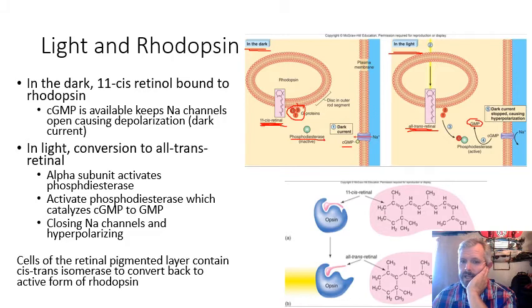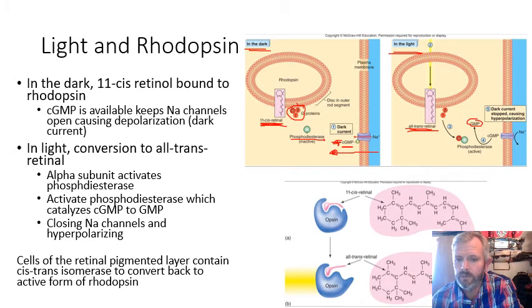But since the phosphodiesterase is inactive in the dark, it is not converting cyclic GMP to GMP, and so cyclic GMP levels are high in the dark. And what function does this cyclic GMP serve? The cyclic GMP binds and keeps these sodium channels open. So in the dark, we have lots of sodium coming in.